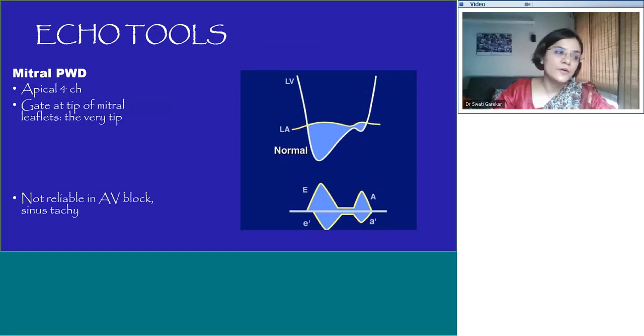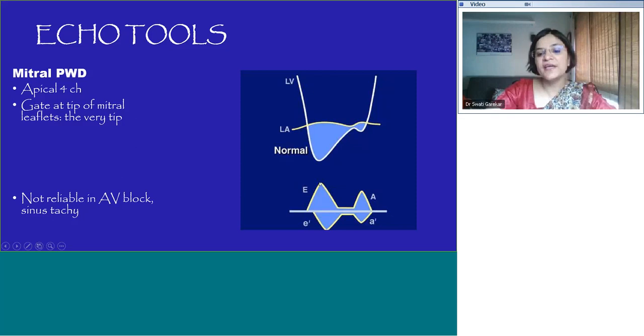We obviously use it in the apical 4-chamber view, and we put the gate at the tip of the mitral leaflet, the very tip. I have a couple more slides devoted exclusively to that. So before I move on to the next slide, let me also add that this is not reliable when there's AV block or there's sinus tachycardia or your waves are fusing.